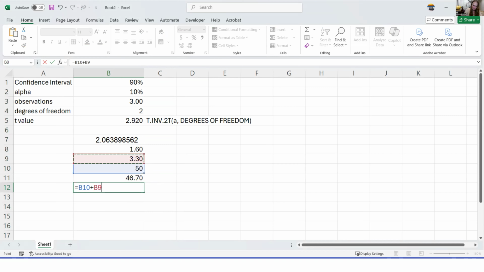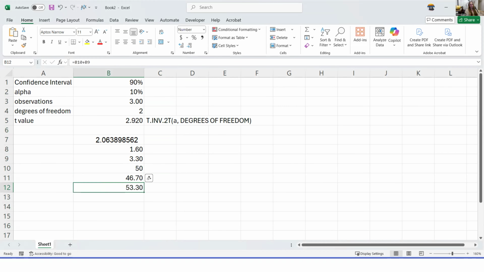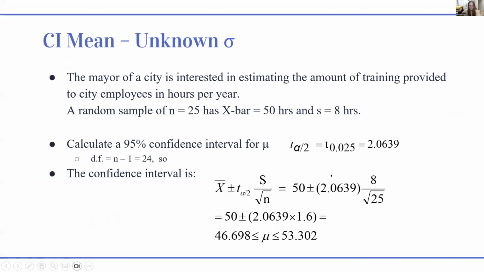plus this. So you know that the true mean, there's a 95% chance that the true mean of the population of city workers, the number of hours of training that they need every year, the 95% chance that it is somewhere between 46.7 and 53.3. And that's what I'm conveying here.